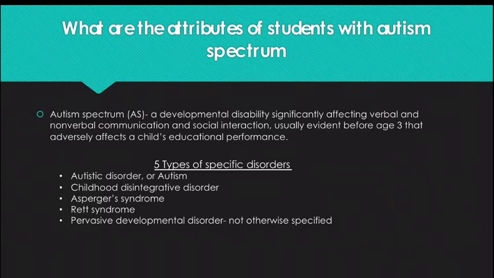The 5 types of specific disorders are listed here as autistic disorder, childhood disintegrative disorder, Asperger's syndrome, Rett syndrome, and then pervasive developmental disorder, not otherwise specified. However, I did a little bit of research because I thought that Asperger's syndrome is not really referred to as Asperger's syndrome anymore. I couldn't really find any information that stated that was true, but that might be a question that we can discuss further on in the questions.